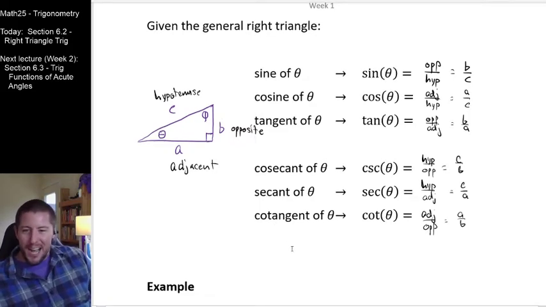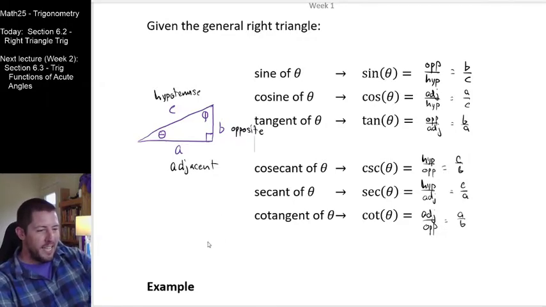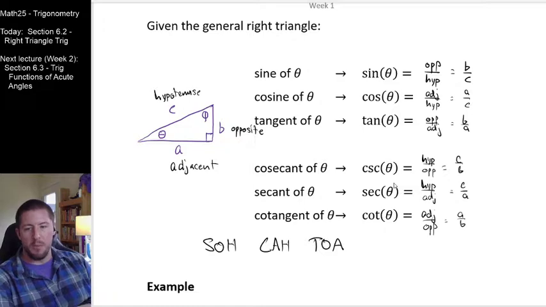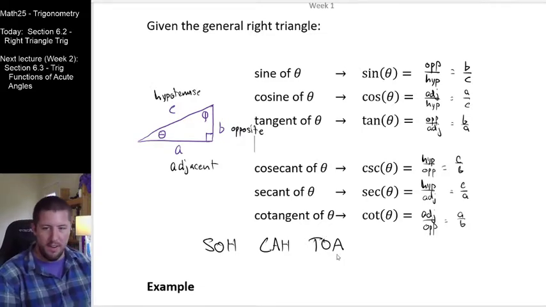In general, the learning mnemonic that is associated with these guys is SOH-CAH-TOA. If you go ask the internet how to remember our relationships for sine, cosine, and tangent, this is sort of a verbalization that helps us. What this is supposed to say is sine is opposite over hypotenuse, cosine is adjacent over hypotenuse, tangent is opposite over adjacent. So I want to burn this into your brain right now.